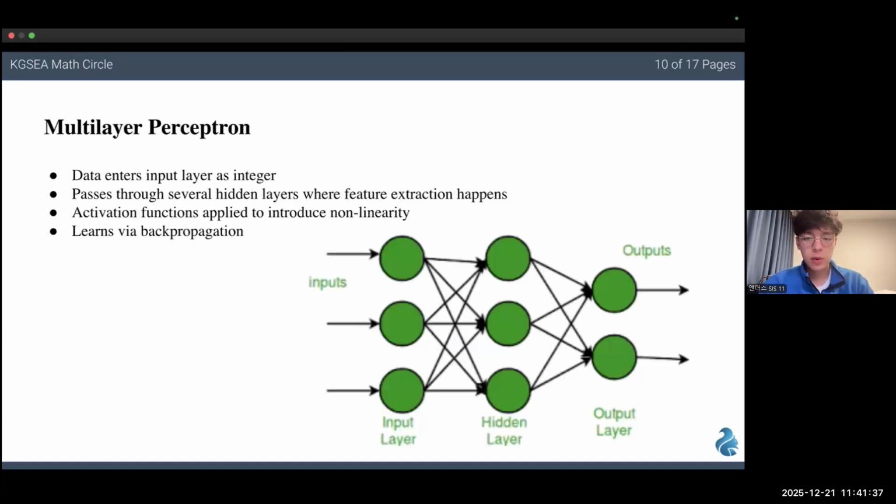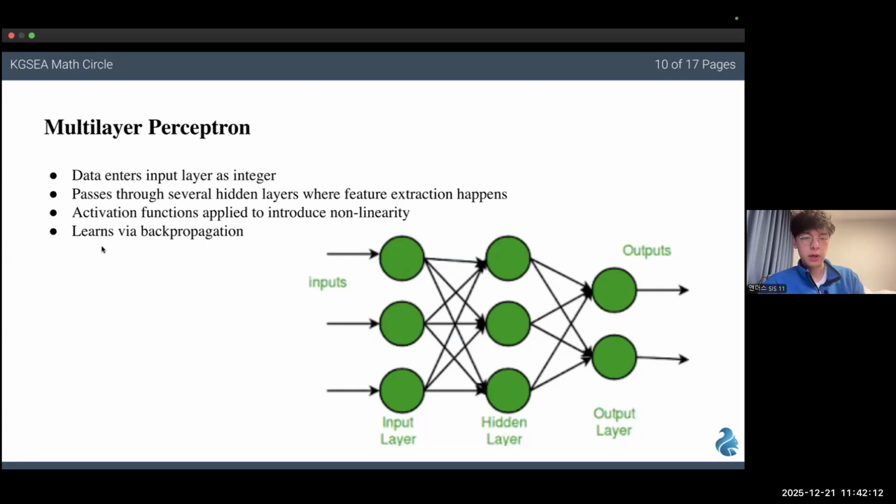So now comes an important step called the multi-layer perceptron, and this is after the attention step has been completed. If you've done neural networks or deep learning, this might be familiar to you. The data from the attention step is input into the input layer, and it passes through several hidden layers where more feature extraction happens. And something called an activation function is applied to introduce nonlinearity, because if it was just linear, it would be pretty simple. You would get the same answer every time, and language isn't really a linear thing.